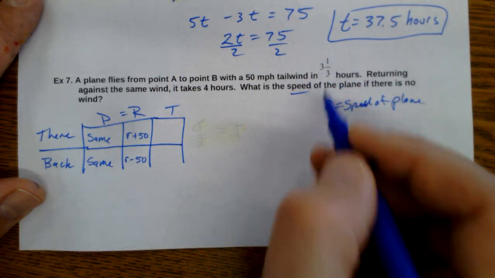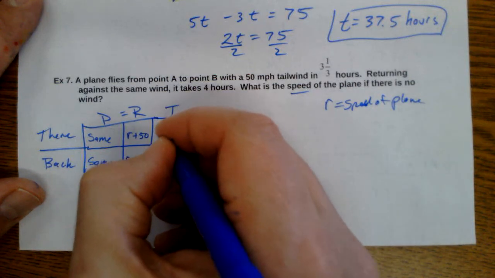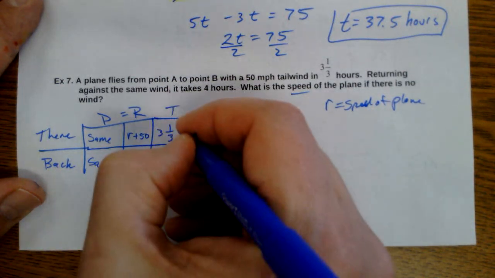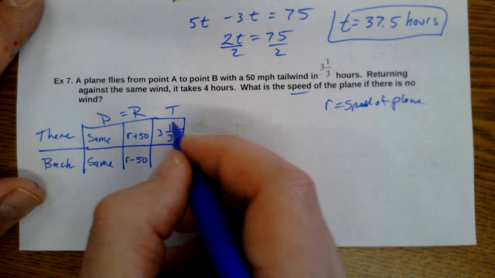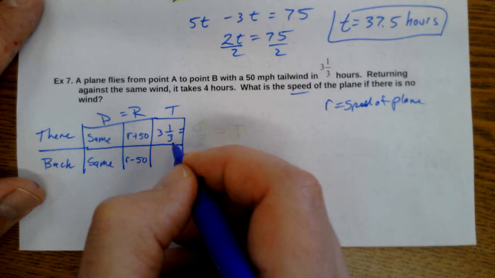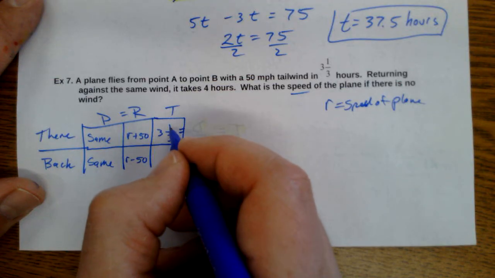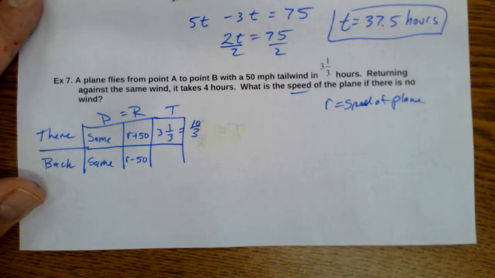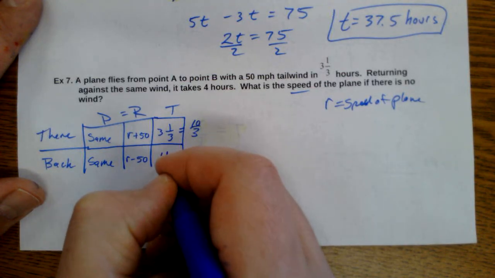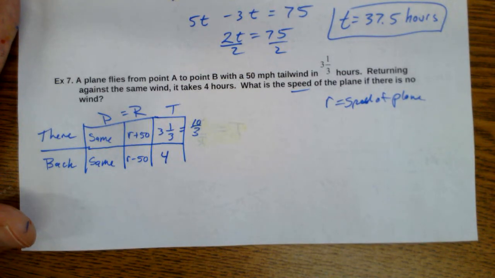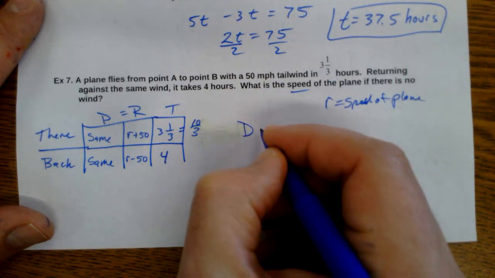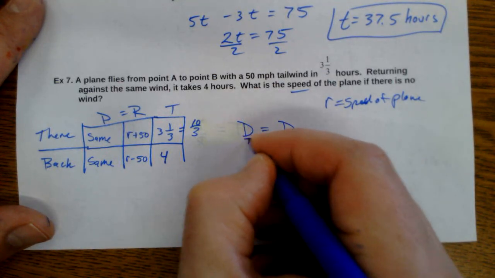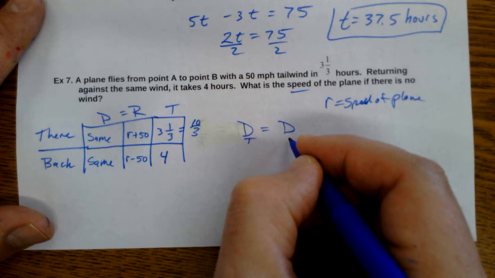Time we have is 3 1/3. 3 1/3 looks like that. And you might want to get it as an improper fraction. It might help you. I don't love mixed numbers. I like impropers. So you might want to go 3 times 3 is 9, plus 1 is 10/3. And then on the way home it takes longer because they're fighting the wind. That's 4. Because distance is the same, the distance there is equal to the distance back.